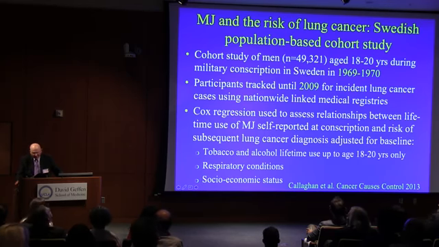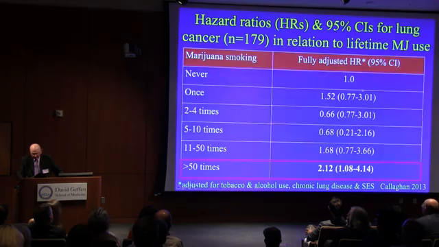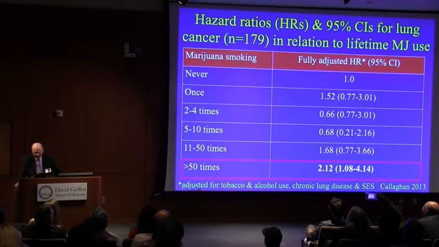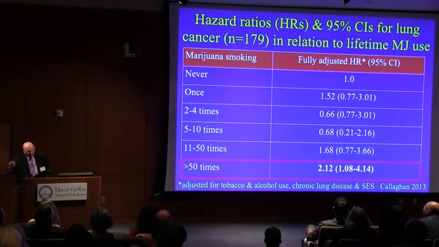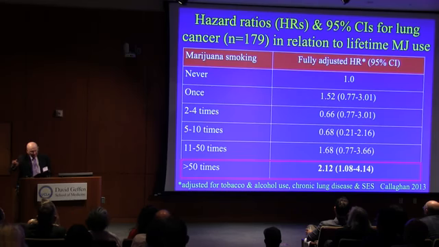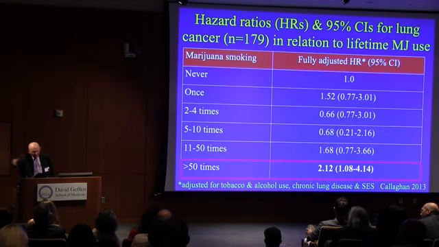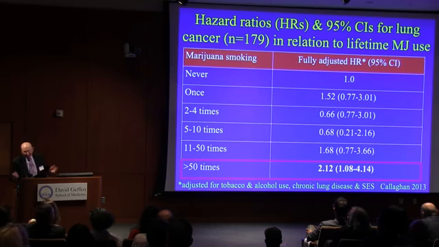It's a Swedish study. It's received a lot of press, but it's a problem. The bottom line is there was an increased risk if you smoked marijuana more than 50 times in your life before you were conscripted into the military in Sweden 40 years ago. Then they were followed for 40 more years, and lo and behold, those who had smoked more than 50 joints before they were conscripted had a higher rate of lung cancer death later in life. But they did not adjust for, they didn't even track, marijuana use or tobacco use after they were conscripted. So obviously that's a flawed study.